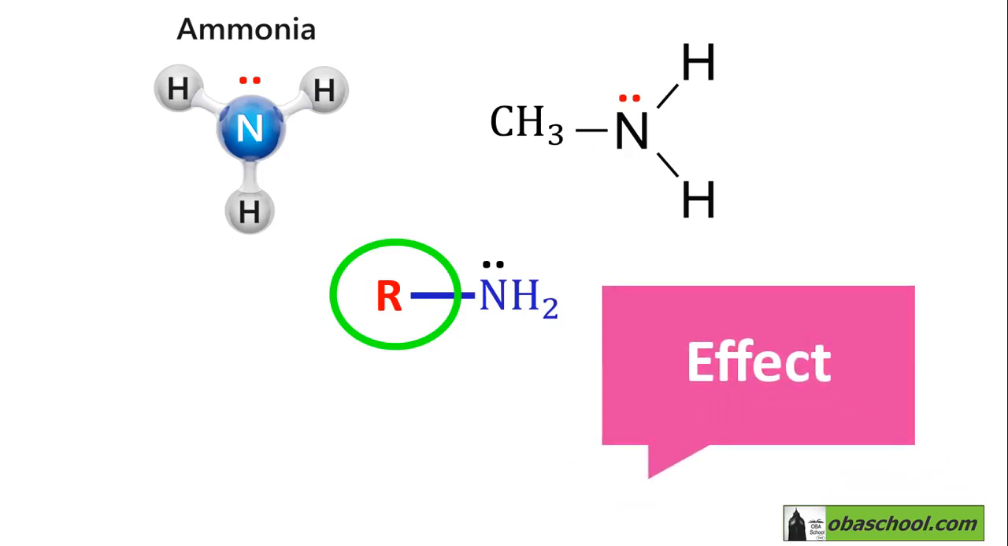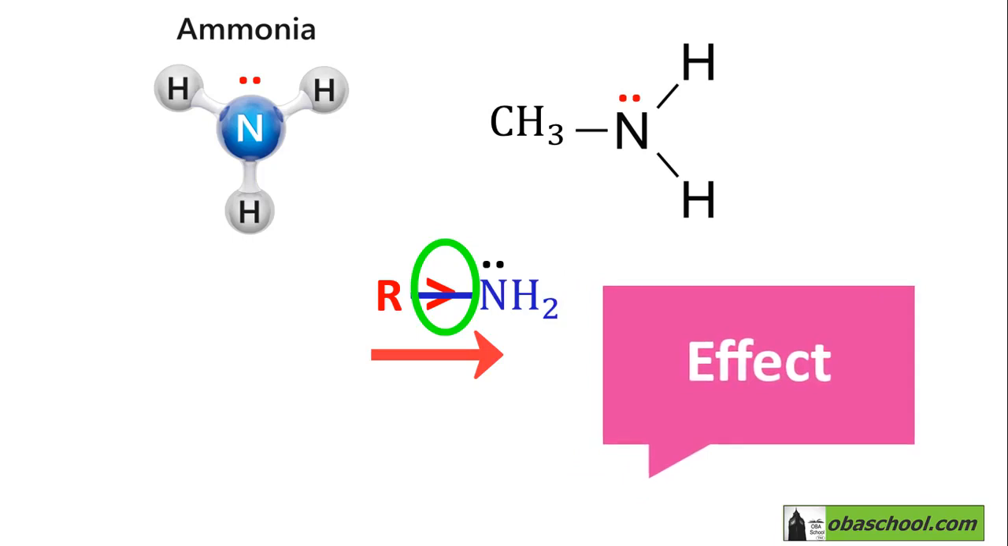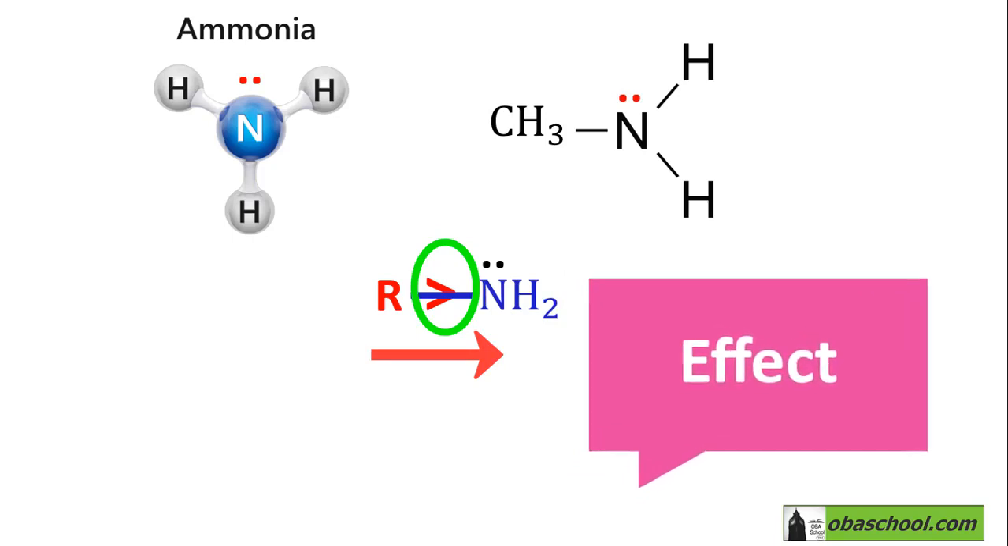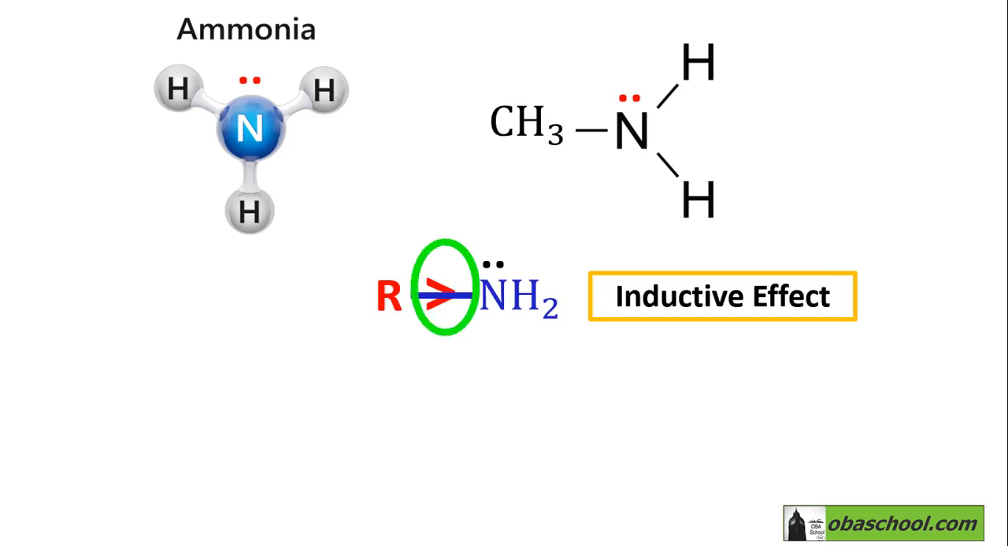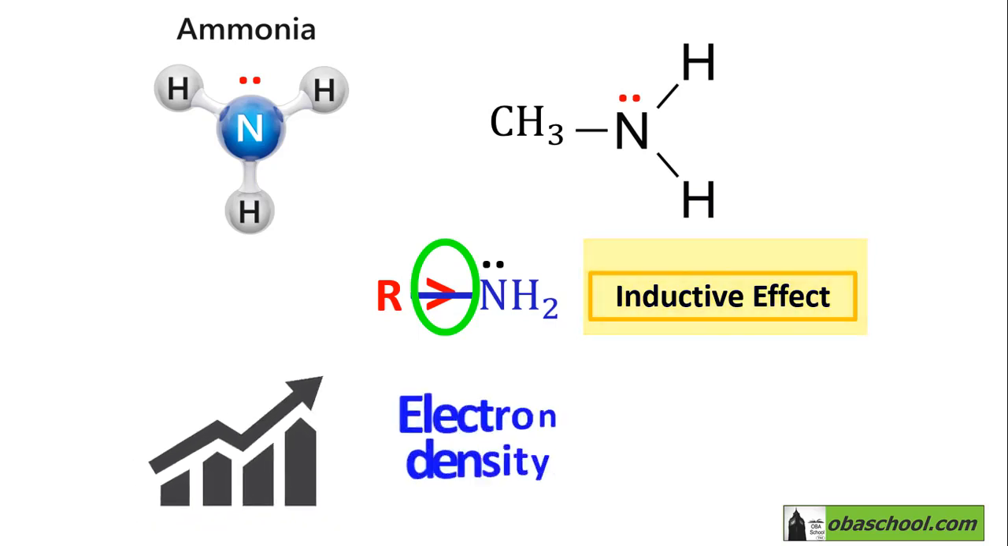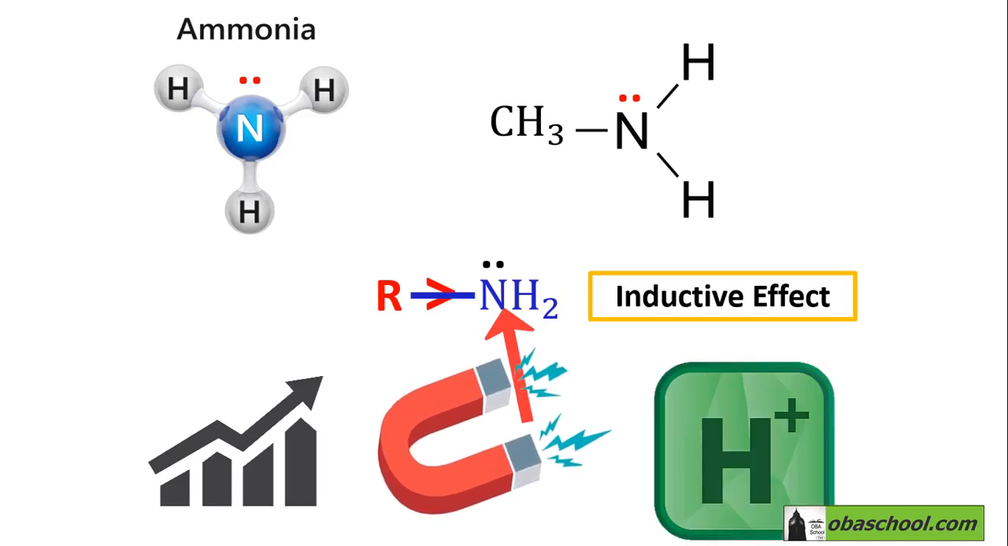The alkyl group in amines releases electrons away from the alkyl group and towards the nitrogen atom. This effect, when the alkyl group releases electrons toward the nitrogen, has a name, and it is called the inductive effect. We show the inductive effect by using a red arrow, as I used here. The inductive effect of an alkyl group increases the electron density on the nitrogen atom, and therefore makes it more attractive to protons.